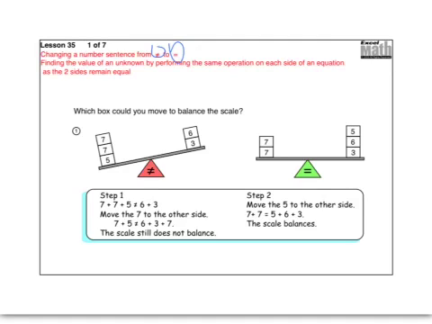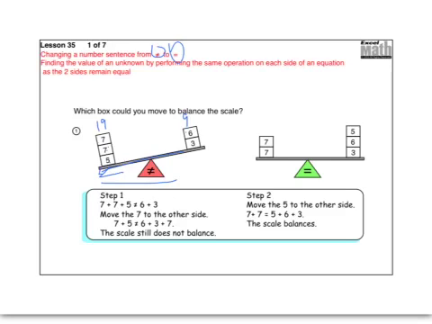Here we see a little balance over here on the left. It's got a 7, a 7, and a 5. And then on this side it's got a 6 and a 3. Well, 7 and 7 and 5, that's 19 altogether on this side. That's only 9 on that side. So you can see why it's tipping down that way, because this side is heavier.